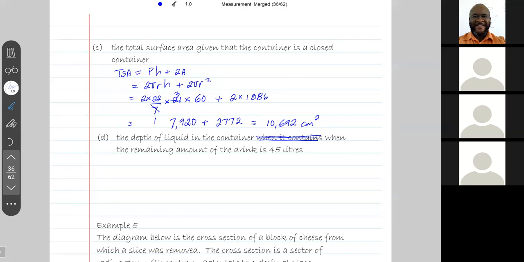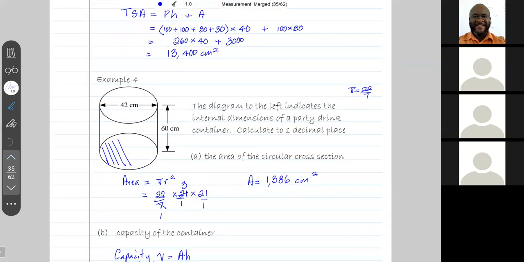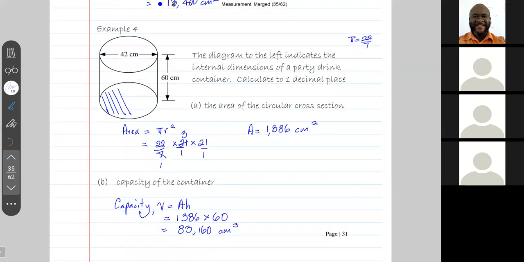Now, the last thing we're asked to do is calculate the depth of liquid in the container when the remaining amount of drink in the container is 45 liters. All right, so 45 liters is, of course, 45,000 centimeters cubed. When the capacity of the container is 83,000, 45,000 was poured in. So the container is not full, and this would be the height of the liquid in the container.